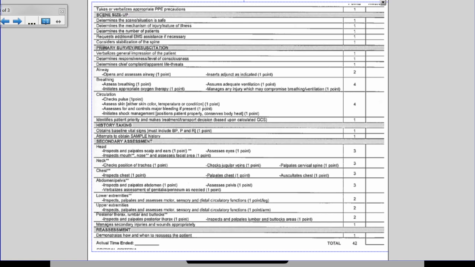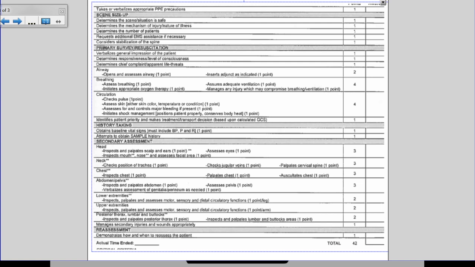PPE, scene size up. Scene appears to be safe. The mechanism of injury or illness is difficulty in breathing. Number of patients: apparently there's one patient. We're going to request an ALS unit to be en route, and it does not appear that trauma is a concern here, so we're not going to worry about stabilization of the spine. All right.